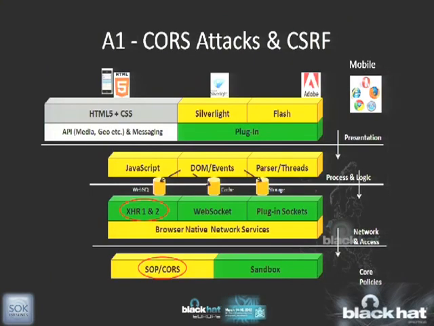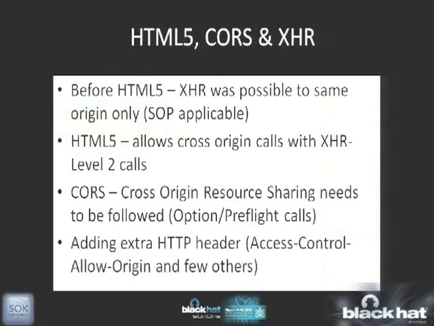The first one is CORS attacks and CSRF, which is again a big chunk of attack vectors, focusing on CORS, cross-origin resource sharing, as such. These attack vectors are focusing on CORS and XHR level 2. So this is a combination of attack vectors that we will focus on.